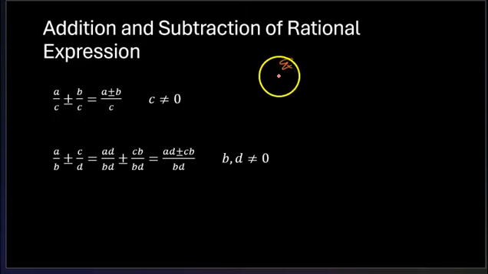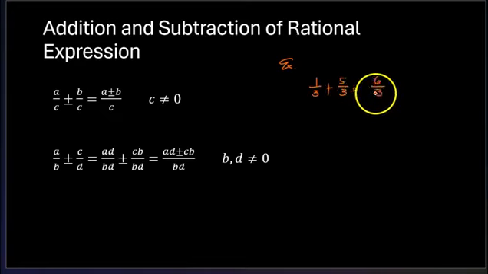I'll just go back to arithmetic. For example, if you have 1/3 plus 5/3, then that will just be 6 over 3. As long as we have the same denominator, we can just add or subtract our numerators. What is a little bit more challenging is if our denominators are different.